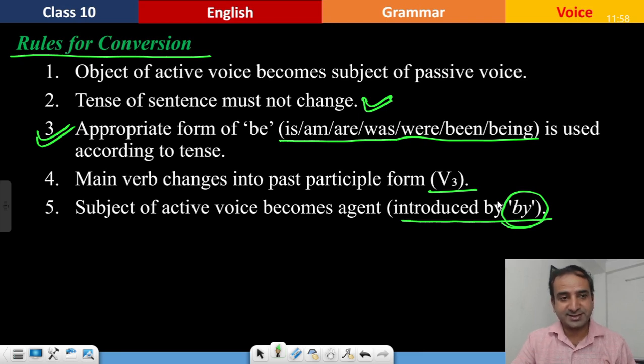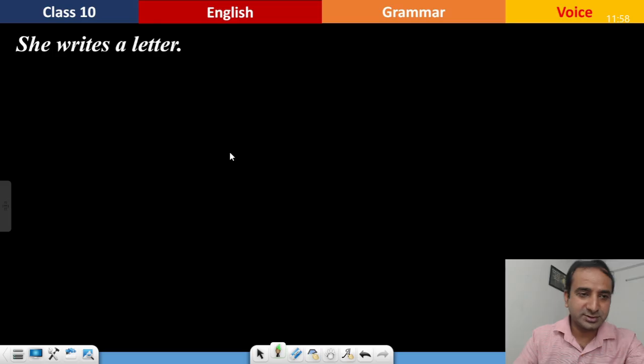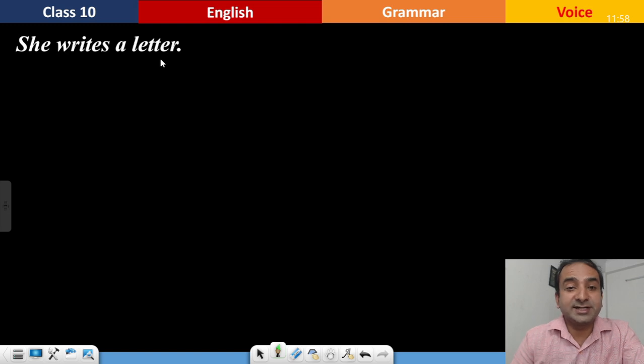I am considering that you have completed the tenses and you are well aware of the tenses, and you can say the translation part of the tenses. Okay, so now moving to the example. Here we will understand the basic rule. Can you say which tense this sentence belongs to? This sentence belongs to present indefinite tense.